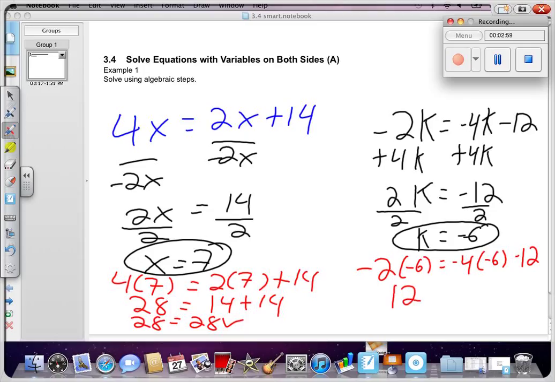Negative 2 times negative 6 is a positive 12. 4 times 6 is 24. 24 minus 12 is 12. 12 equals 12. Check. Let's try C.